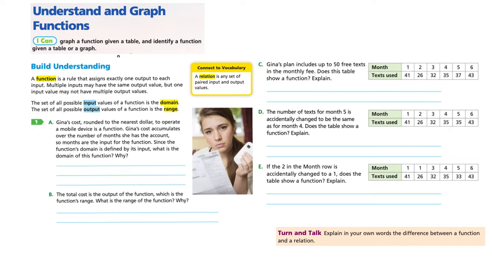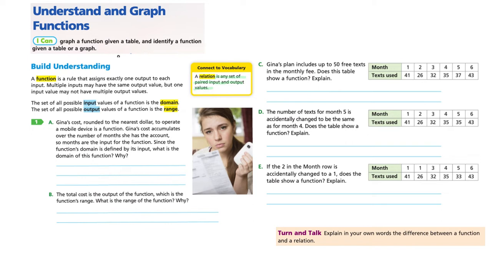So now let's look at the build understanding. Again, we have the I can statement here at the top. I can graph a function given a table and identify a function given a table or a graph. So as we look at the build understanding, I want to look especially at the beginning here at the vocabulary that we have. So there's a lot. Let's first look at this relation. A relation is any set of paired input and output values. And we'll look at that when we get over here to the tables. You'll see those are input and output values, but we'll look at that more closely there, but that's important.